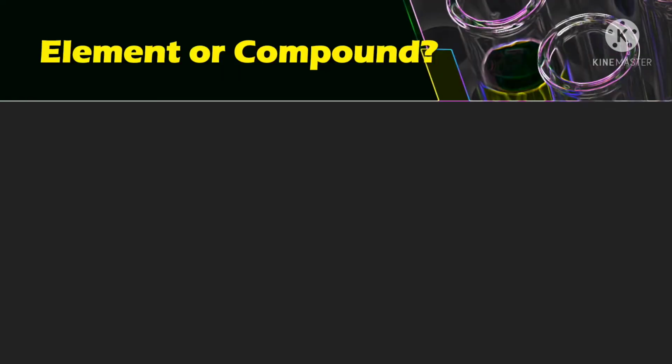Let's go back to the problem. Classify each of the following as element or compound. Copper wire. It is an element. Its chemical symbol is Cu.